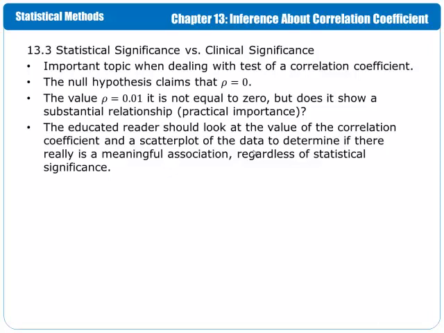So the educated reader of research literature should look at the value of the correlation coefficient and a scatter plot of the data to determine if there really is a meaningful association, regardless of whether there is statistical significance. Because statistical significance just means the correlation is not zero. But a correlation of 0.01, though it is not zero, still may not mean anything to practitioners and decision makers.